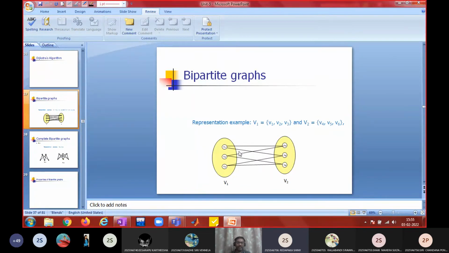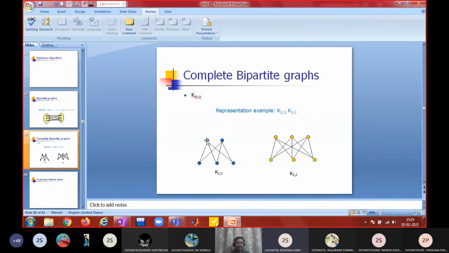Okay, and what do you mean by complete bipartite graph? Here every vertex is adjacent to every vertex in the other vertex set. This is adjacent to every vertex in the other set, and these two are not adjacent. This is one set and this is another vertex set. Each vertex is adjacent to every vertex of the other set, and no two vertices within a set are adjacent. So this is a complete bipartite graph.